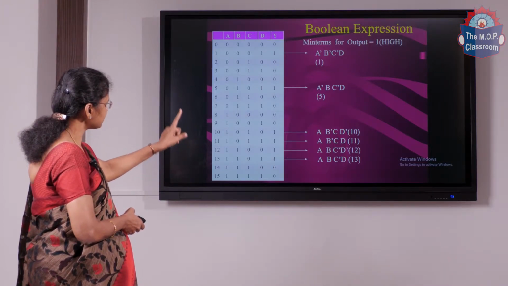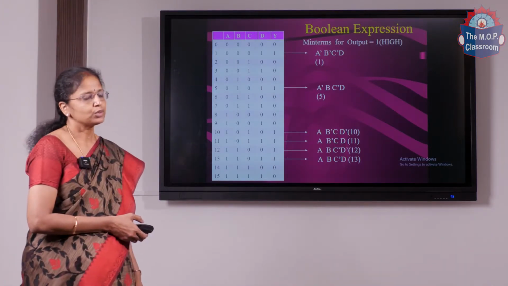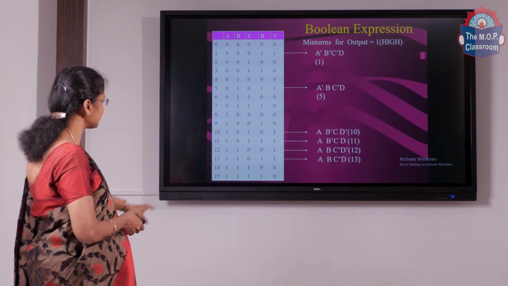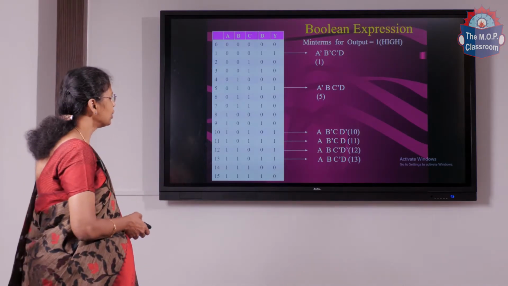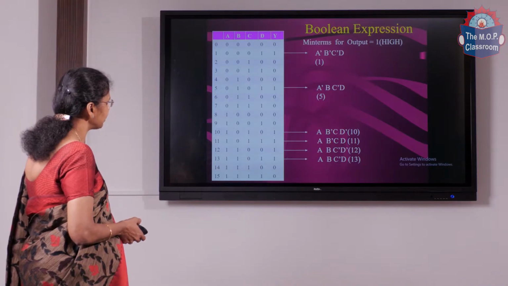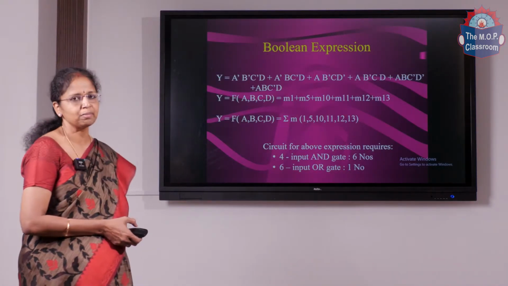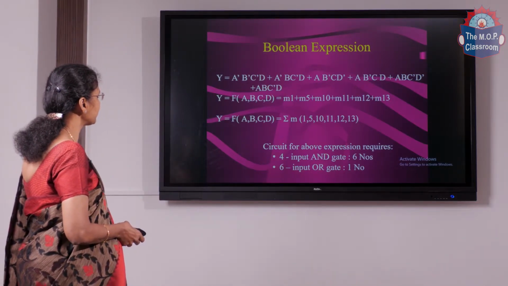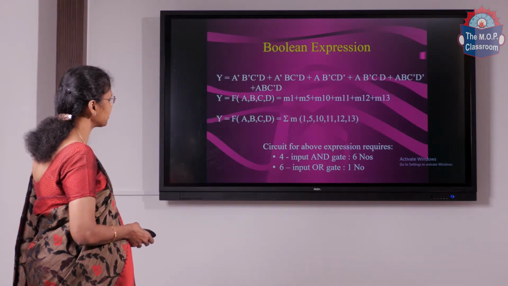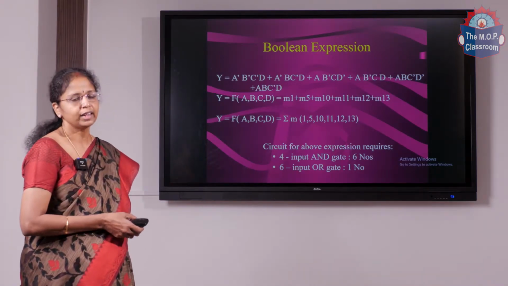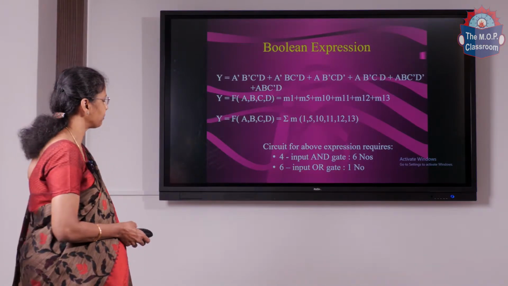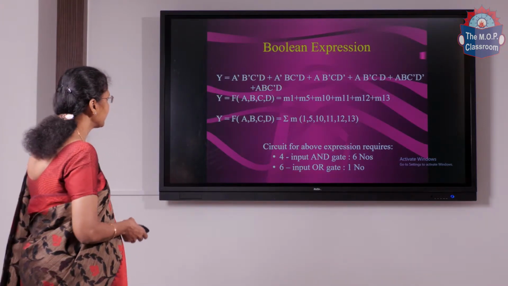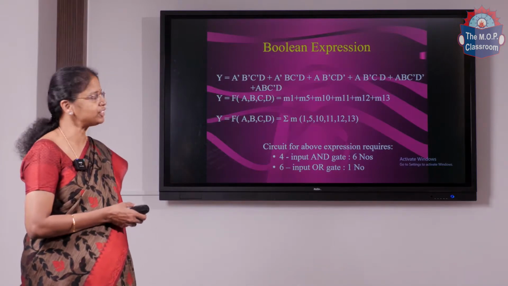Next to the minterms, we have represented numbers. These numbers represent the various input conditions. From this we can write the Boolean expression, which is nothing but the sum of these minterms. Equation 1: Y is equal to A prime, B prime, C prime, D plus A prime, B, C prime, D, and so on. This is called a sum of products equation. Here we take the sum of all the minterms for which the output is high. Now, this is the Boolean expression for the given truth table.